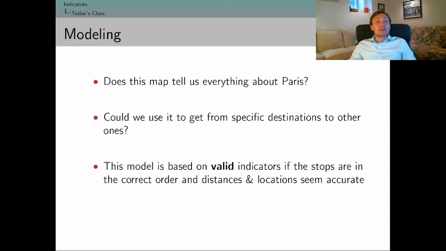So in that sense, while this might not tell us everything there is to know about Paris, where the best crêperie is, where the best cheese is to be had, what this tells us is something that's intended for a very specific purpose. It's for getting us from one place to another.